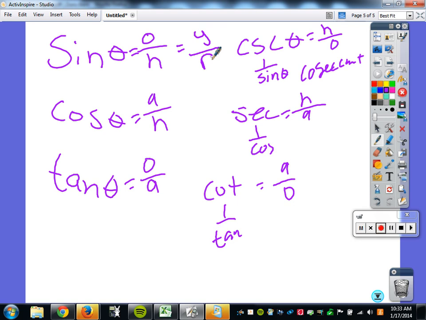Sine is just your y value over your radius, but in our case, on the unit circle, the radius is 1. Okay? Cosine is the x value, right? And then tangent is y over x, by the way. So what would cosecant be? Your radius over your y value, cotangent is x over y. Okay, those are important to know.